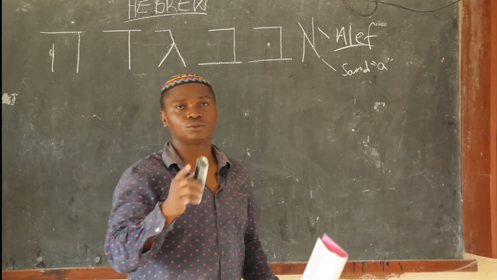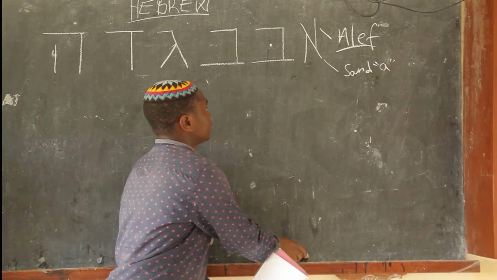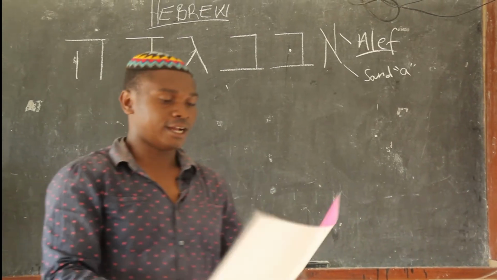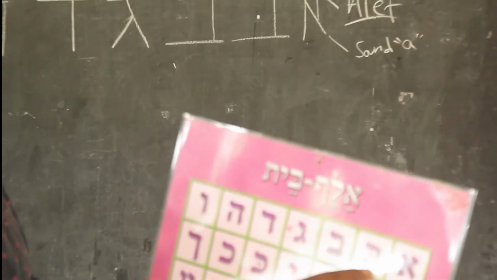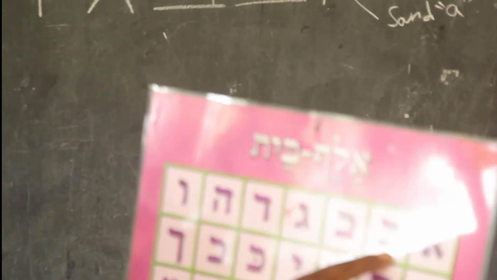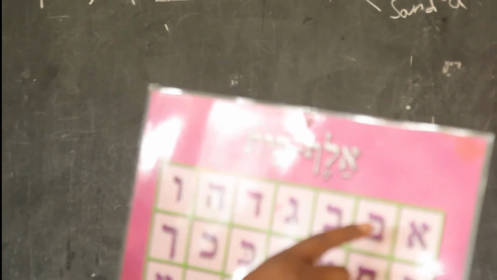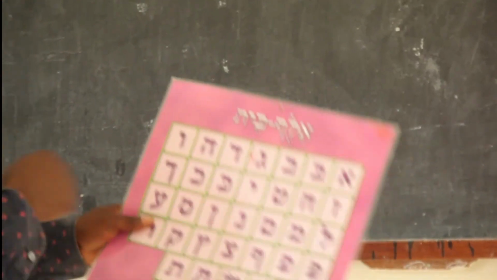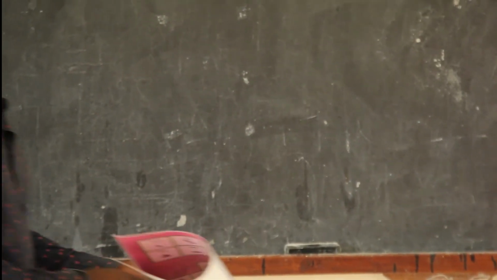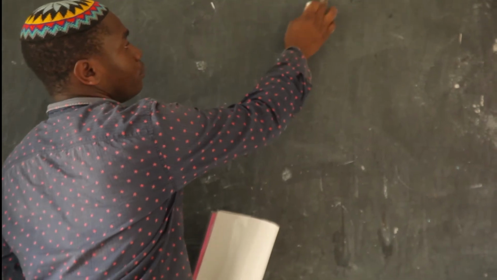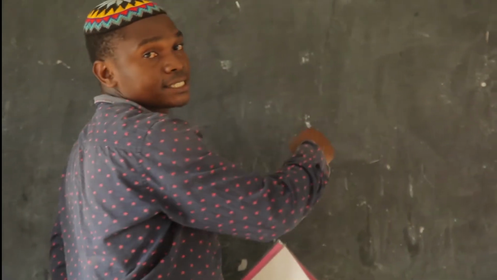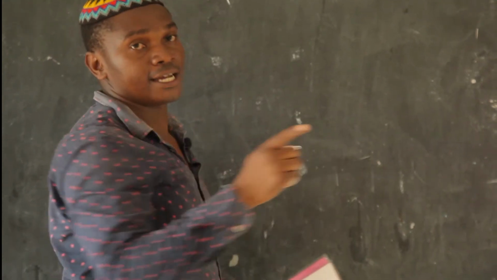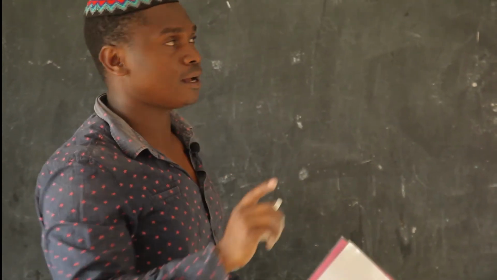We're going to do another Hebrew letter called Bet. It is written like this in some of the books. So we are going to see the steps we take to get to that, as I've written on the blackboard. The next Hebrew letter on the Hebrew alphabet is Bet, and it has a sound of B.